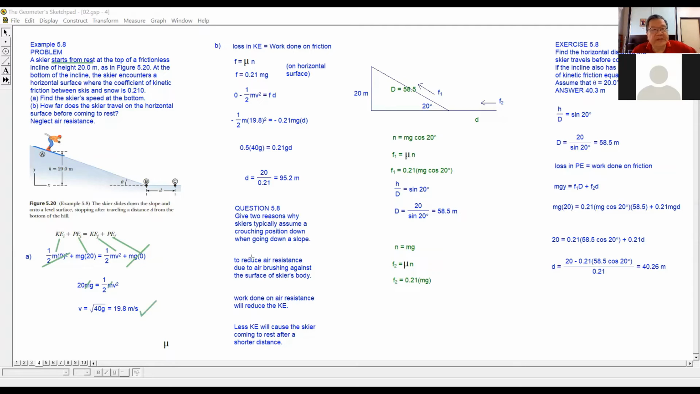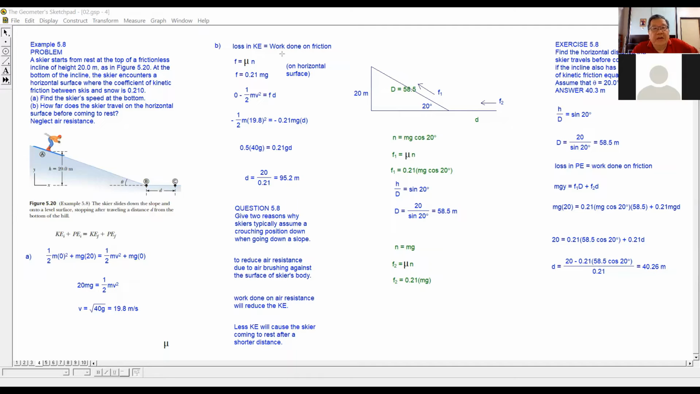Any questions so far on the first part of the journey? No questions, sir. Then we look at the second part. After traveling to the bottom, it will move a horizontal distance. For the horizontal distance, we are going to use the work energy theorem. Work energy theorem means the energy is converted to work done. The loss in kinetic energy is actually the work done.